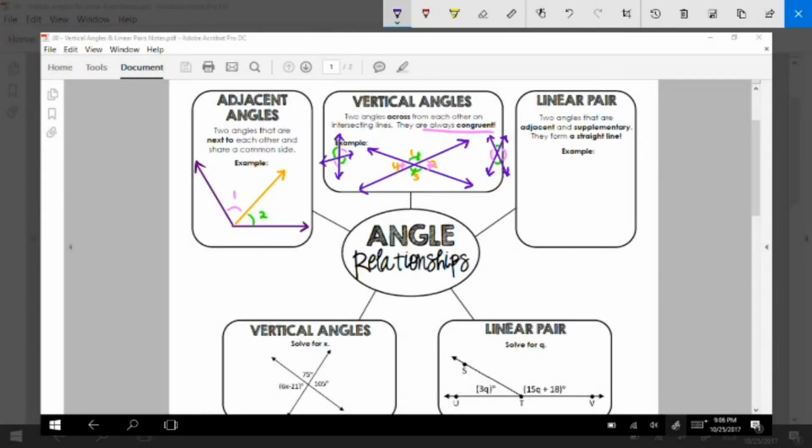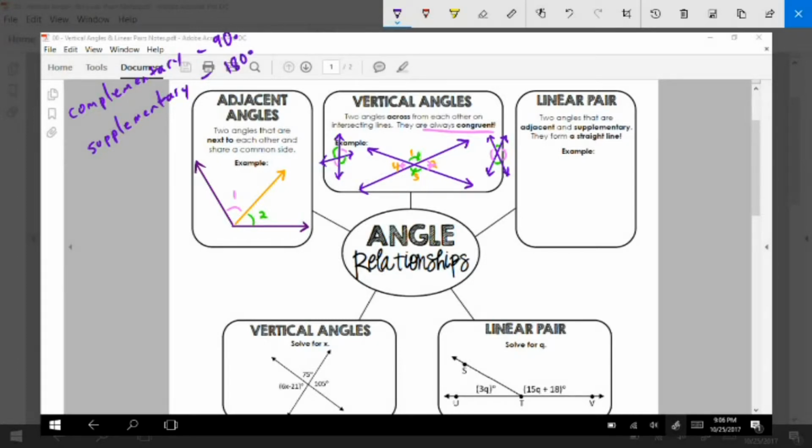Real quick for those who don't know, let's get a refresher. There's two types of angles: complementary and supplementary. Complementary, the angles add up to 90 degrees. Supplementary, the angles add up to 180 degrees.